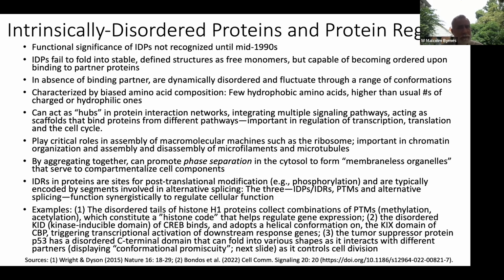IDPs or IDRs, post-translational modifications, and alternative splicing work together and function synergistically to regulate cell function. So there's a correlation among these different phenomena. Examples of IDRs in proteins, or IDPs themselves, include the disordered tails of histone H1 proteins, which collect a combination of post-translational modifications, for example, methylation and acetylation, which in turn constitutes what's known as a histone code that helps regulate gene expression.